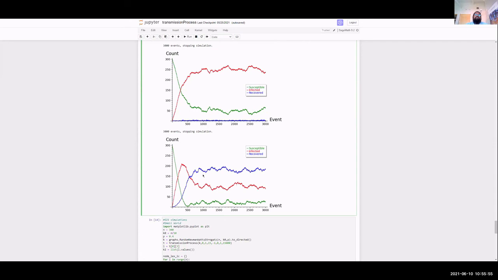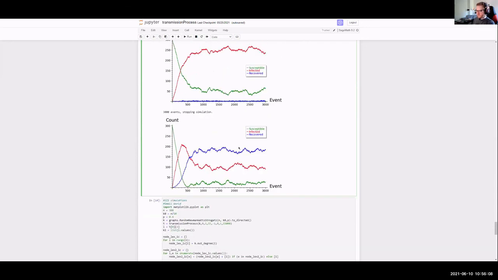And you can see how much this is for SIRS. And you can see how this behavior changes as well. If I were to remove it, then everyone is going to be infected at all times, and we're not going to have any susceptible nodes.